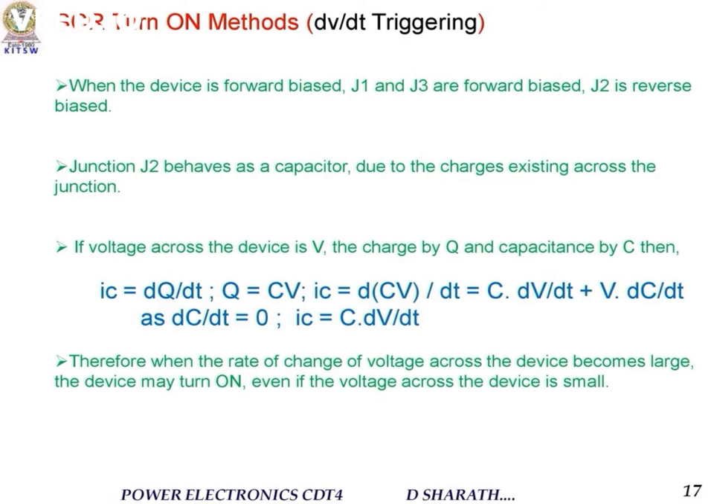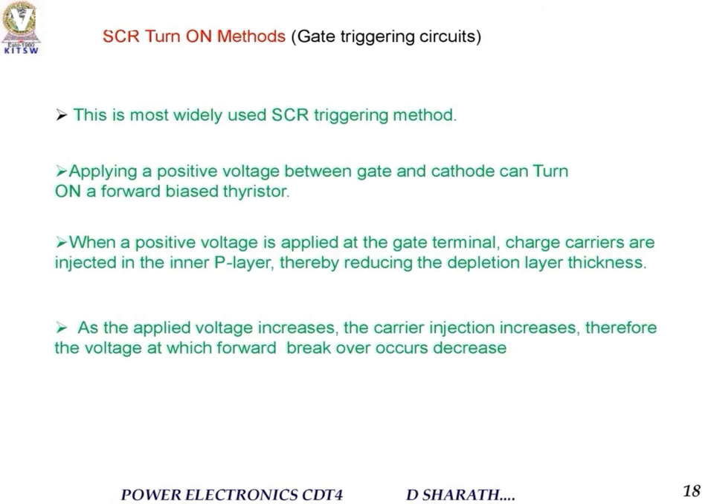Coming to the next, dV/dt triggering. When the device is forward biased, J1 and J3 are forward biased and J2 is reverse biased. Junction J2 behaves as a capacitor due to the charges existing across the junction. The current is given by ic = C dv/dt. Therefore, when the rate of change of voltage across the device becomes large, the device turns on.